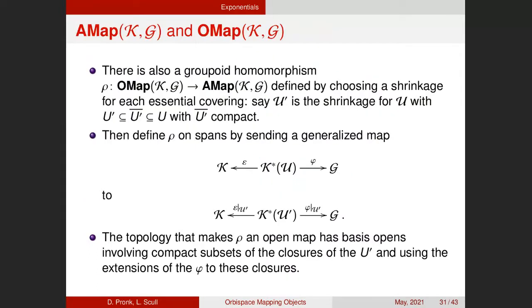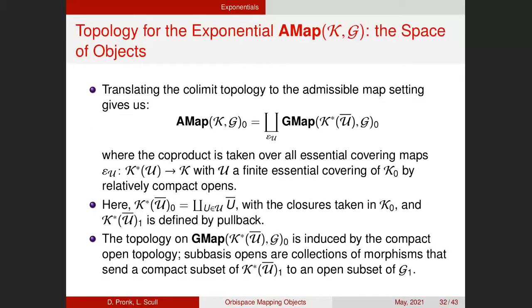There's another way of making an essential equivalence, and that is by shrinking. So we're going from OMAP to AMAP by choosing a shrinkage for every essential covering that we were using for arrows in OMAP. Once you have chosen your shrinkage for each covering, then we can send the map epsilon, phi to the restriction to its shrinkage. Because epsilon was originally defined on something bigger, it automatically has its extension to the closure, and for phi as well. So that's where we get this, and then we can now put the topology on there.